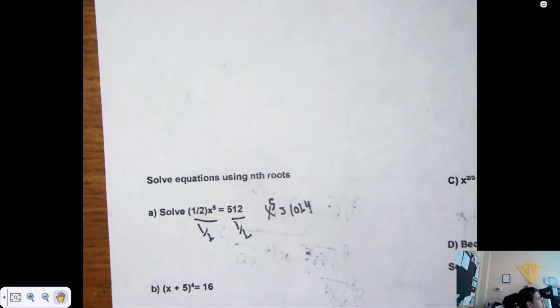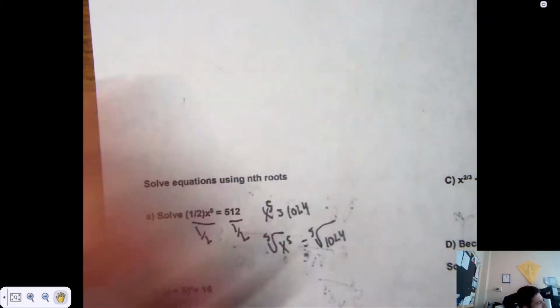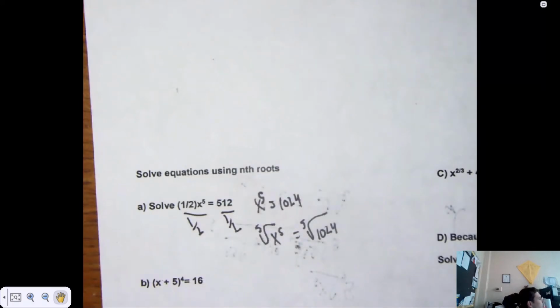Now, if we had x squared, what would we do? Take the square root. We don't. We have x to the fifth. What root do we take of both sides? We take the fifth root. We take the fifth root of x to the fifth, and we take the fifth root of 1,024. Now, what's the fifth root of x to the fifth? X. The square root of x squared was x. The fifth root of x to the fifth has got to be x.